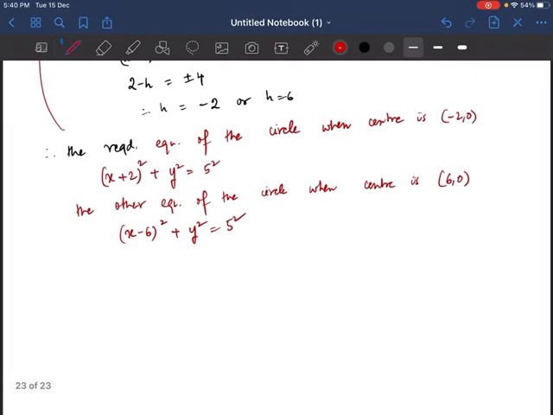Now let's move on to question number 13. So question number 13, what does it say? It says that find the equation of a circle passing through 0, 0. So there is a circle which is passing through the origin. So it is passing through the origin. So basically we have the circle like this.